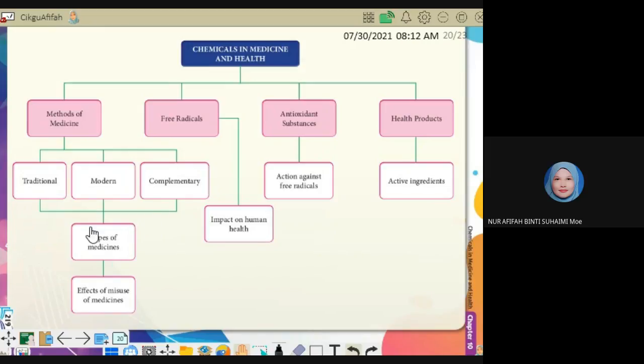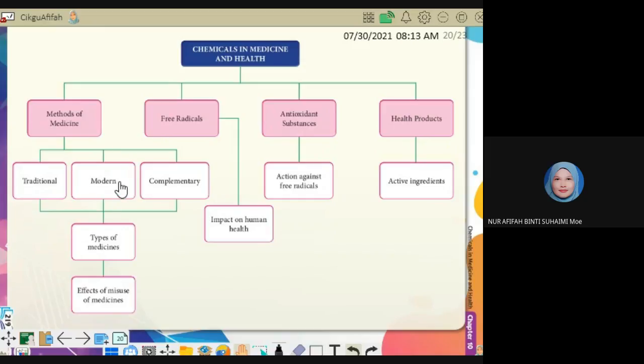Right, and then you learn about the type of medicine. For traditional, we just base it on the animal or plant. Most of the type of medicine for traditional is plants lah. We have aloe vera, ginseng, ginger, halia, hibiscus plant, quinine, tongkat ali. That is for traditional from the natural sources.